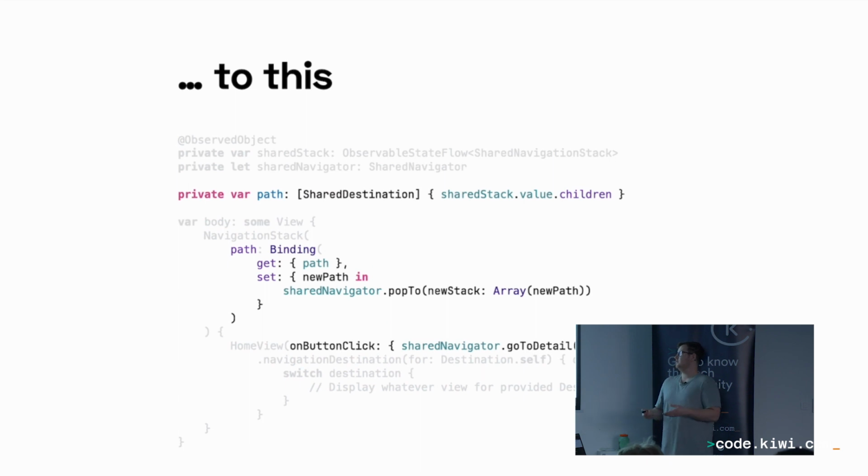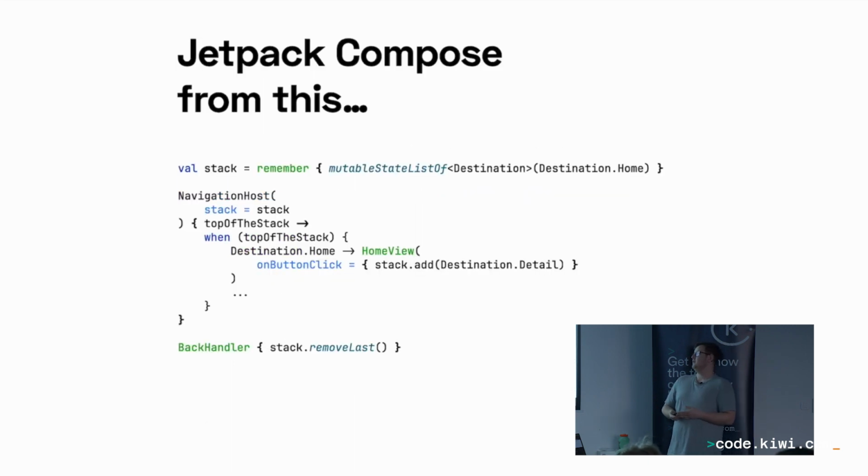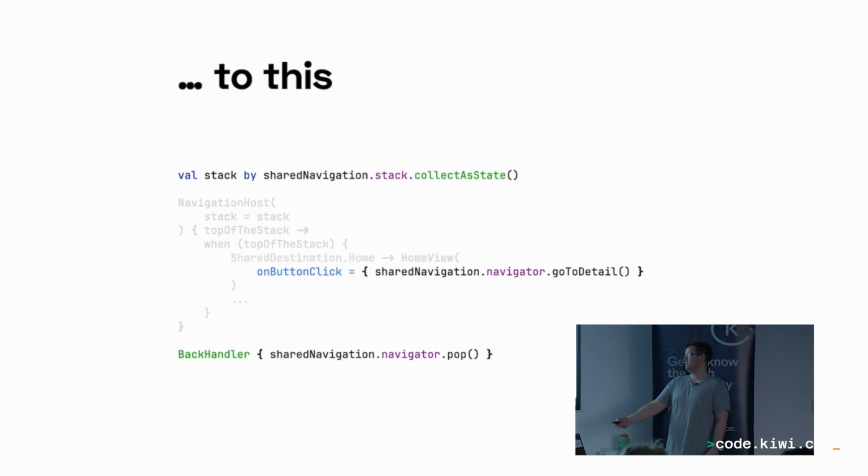I'm not really gonna go into details, but these are just the basic concepts we have right now. On Android, in Compose, it's really simple: just replace everything stored locally in your composition with shared stuff.